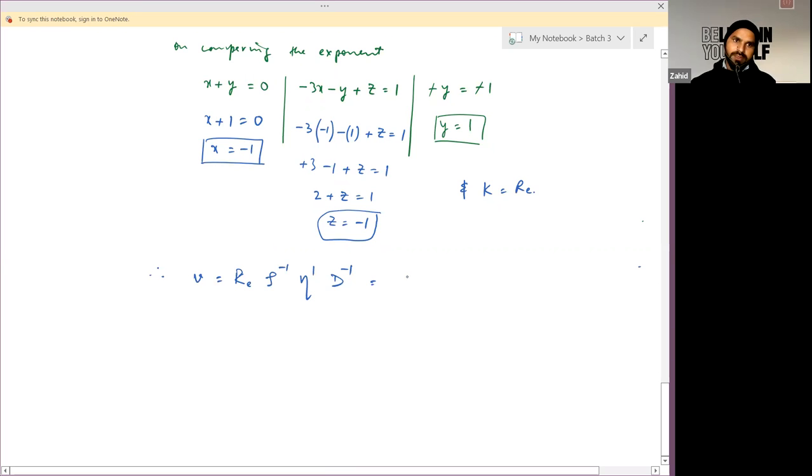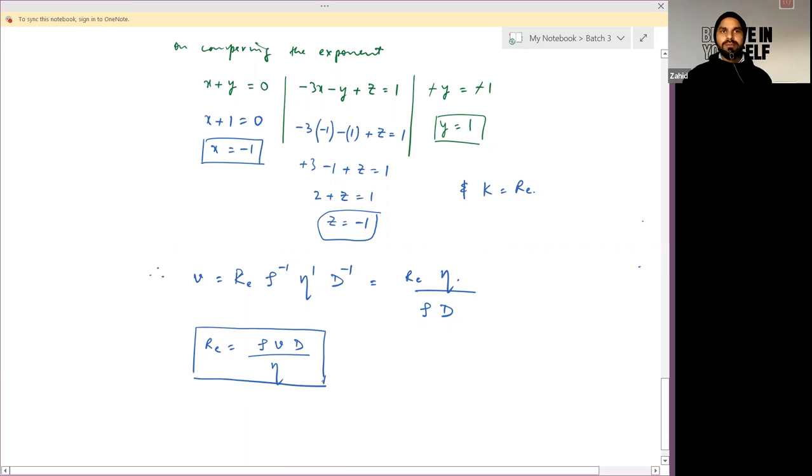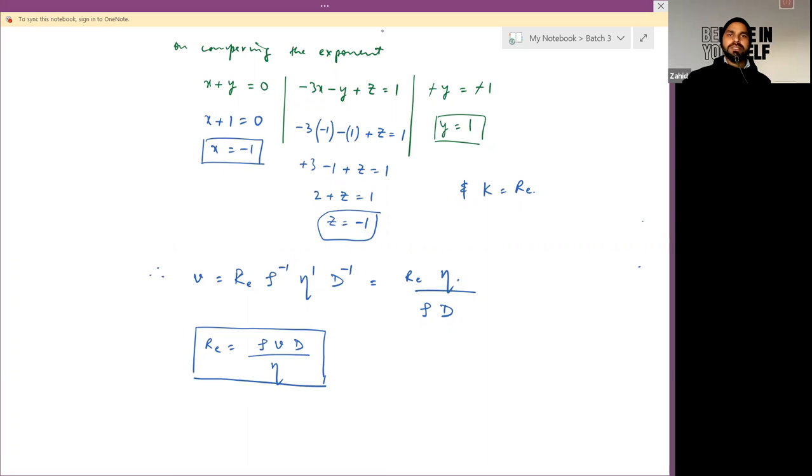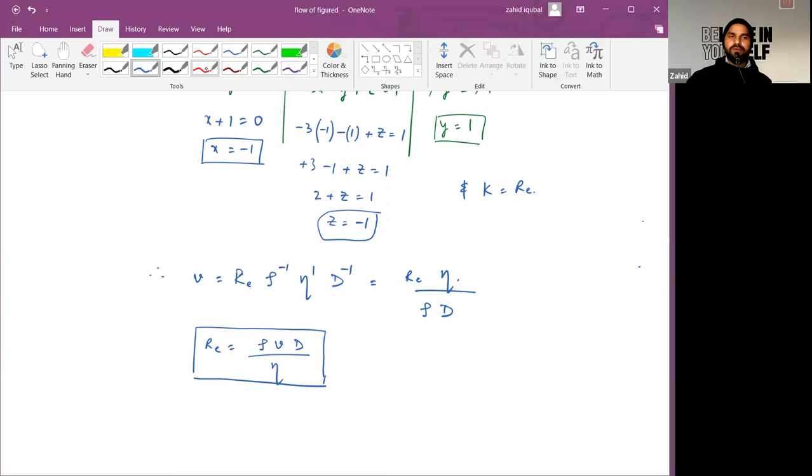So on rearranging, it will be Re times eta divided by rho times D. Move all terms towards the left-hand side to find Re. So you will write Re equals rho VD by eta. This will be the final expression for Reynolds number, which is a constant numerical part, related to which we can define the types of flow of liquid.